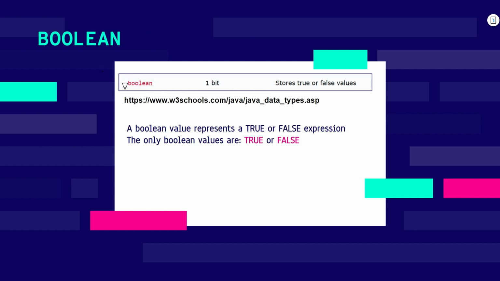So now let's move to the Boolean primitive type. The Boolean primitive type in Java has a size of 1 bit and stores either the value true or false. So the Boolean value represents a true or false expression. The only 2 Boolean values that exist are true or false.